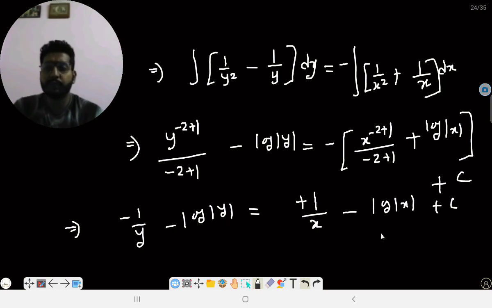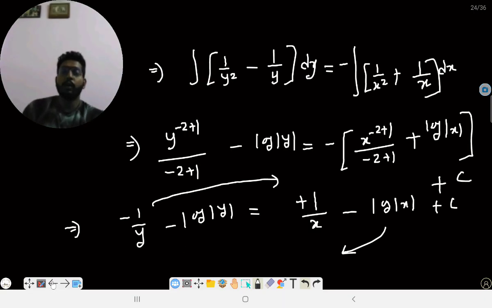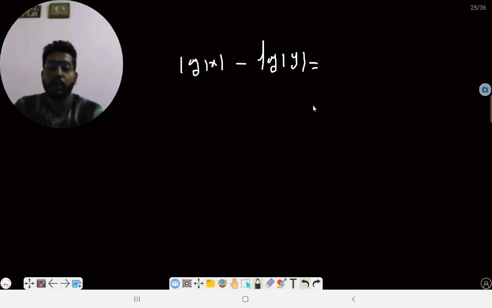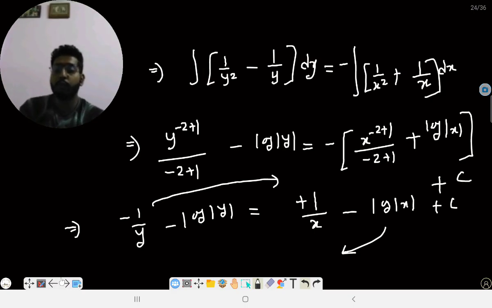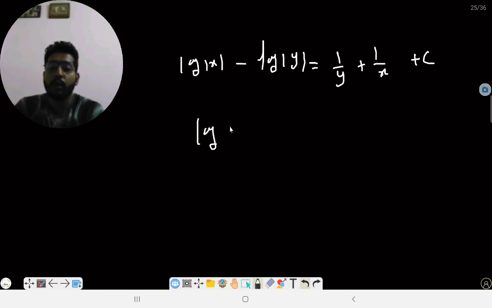Now, just a few things you can do: if 1 by y comes here and log x comes here, it will look like this: log mod x minus log mod y equals 1 by y plus 1 by x plus c. Now this is the formula of log a minus log b: log a by b. So log (x by y) equals 1 by y plus 1 by x plus c. Like this you can just write.